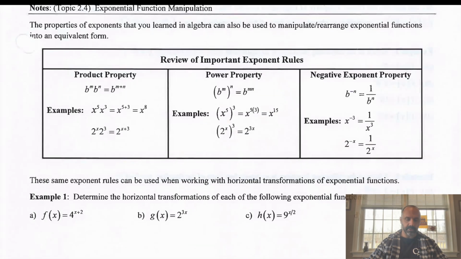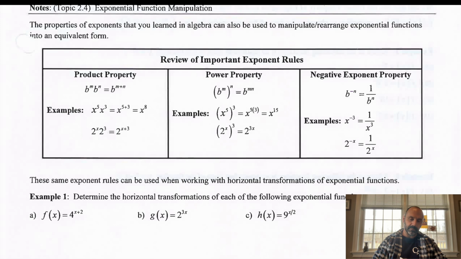Hello friends, we are now on to section 2.4 in Brian Passwater's AP Precalculus materials, and this is a review of some important exponent rules, but then also applying those exponent rules to what it means when we are translating and shifting, right, transforming exponential functions. We looked at function transformations before, right, shifts and dilations and that sort of thing. So now, how does it work with exponentials? We're going to see. So just some quick review, right?